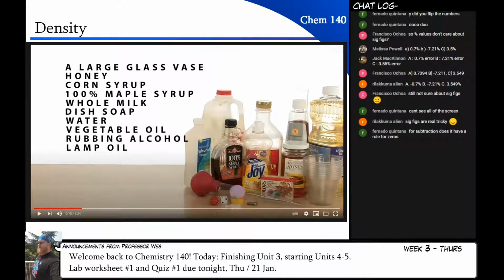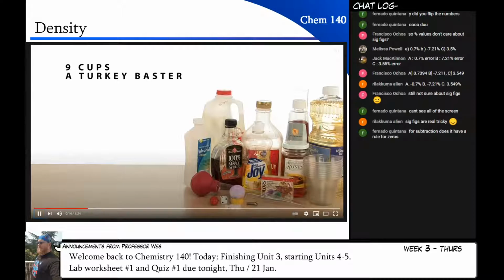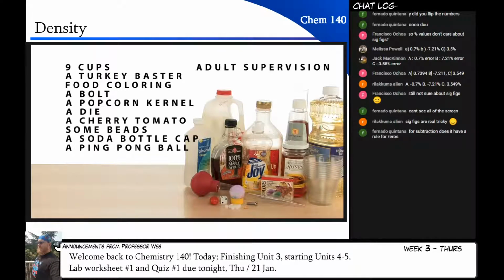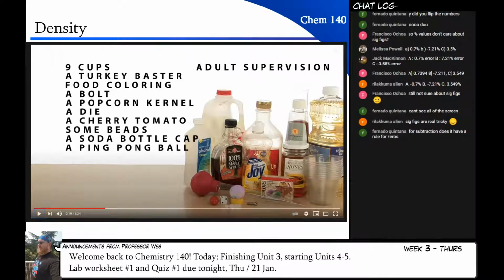And then we're also going to add other things. We're going to add adult supervision, which has no density. But we're also going to add a bolt, popcorn kernels, dice, cherry tomato, beads, etc. So these are all objects that aren't liquids, but they're going to fall into the container once we put all the liquids in there, and then they're going to sort themselves by density too.